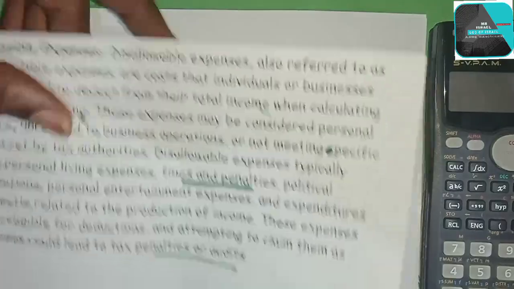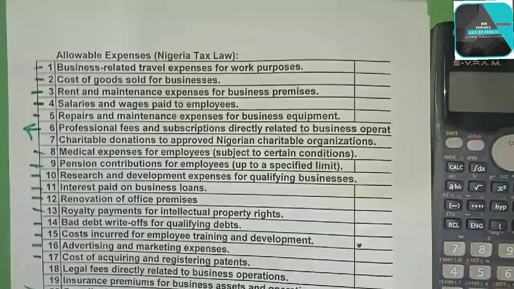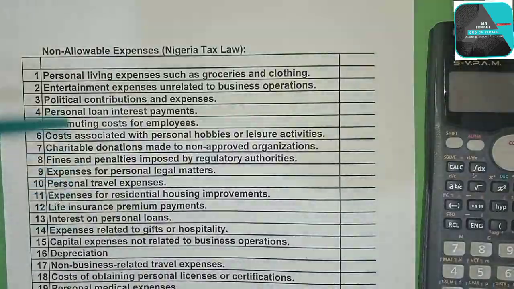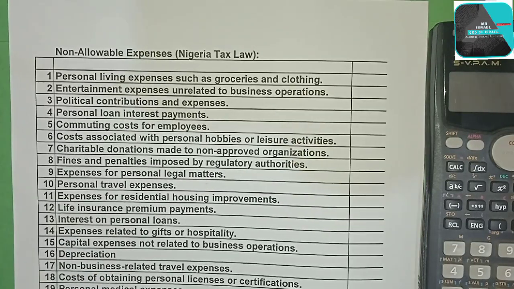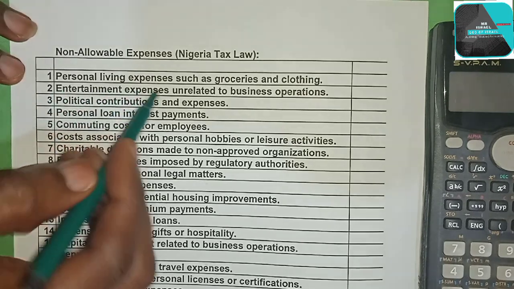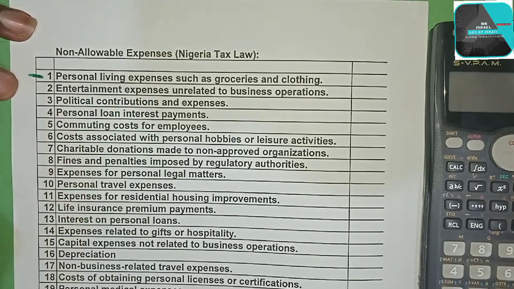Now let's take a look at the non-allowable expenses, just as we looked at the allowable ones. I hope you're getting the difference clear. It's 20 also, but we're going to rush. Personal living we will handle because of our explanation. Entertainment expenses unrelated to business opportunity.